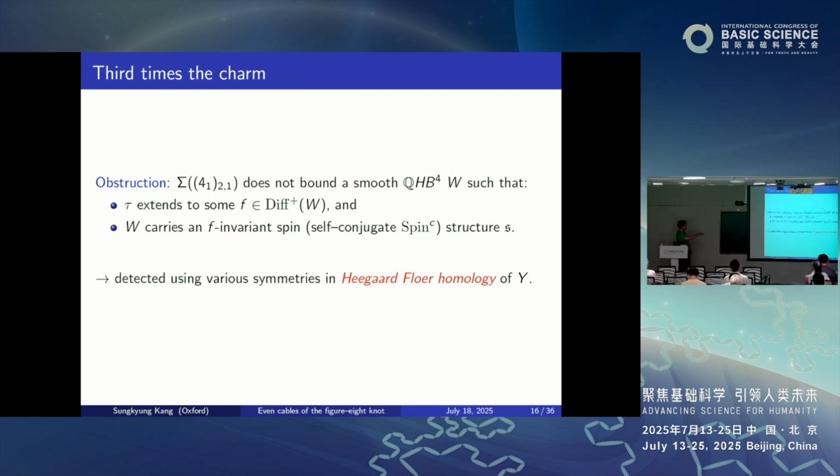If your branch double cover does not bound any smooth rational homology ball such that the deck transformation on the boundary extends to some diffeomorphism in the interior, and also it carries a diffeomorphism-invariant spin structure, then you can prove that your knot is not sliced. And luckily, in our first try, this could be detected using various symmetries in Heegaard Floer homology, which led us to our first paper.